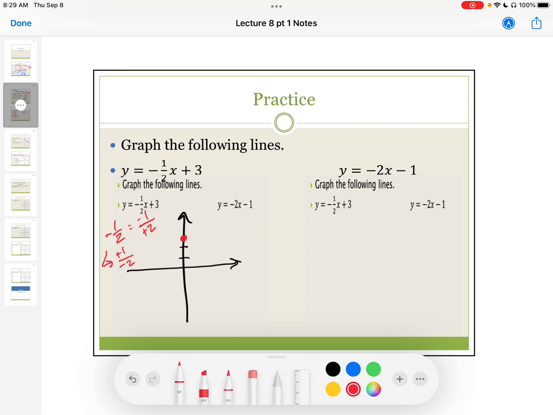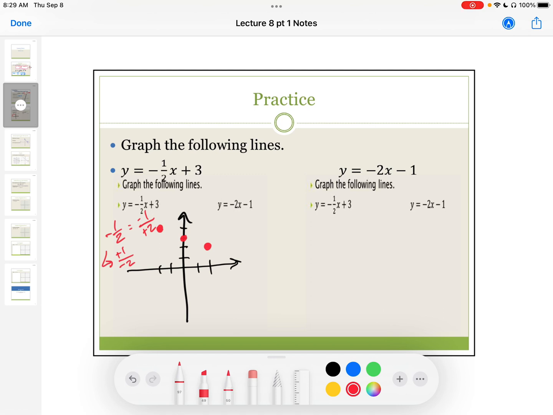So that negative only goes to either the top or the bottom. It cannot go to both because two negatives would give me a positive. Okay, so the negative goes to one or the other. So I could go down 1, and then I could go to the right 2. So down 1 to the right 2. There's a point. Or I could go up 1. And if I went up 1, I would need to go to the left 2.